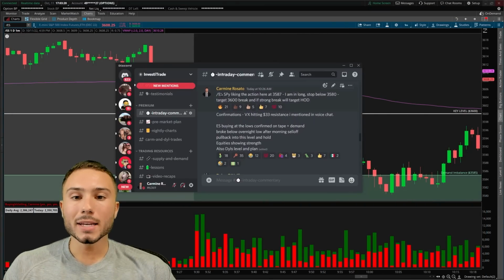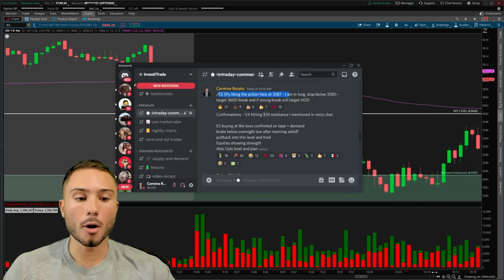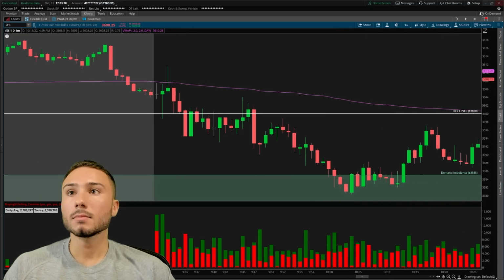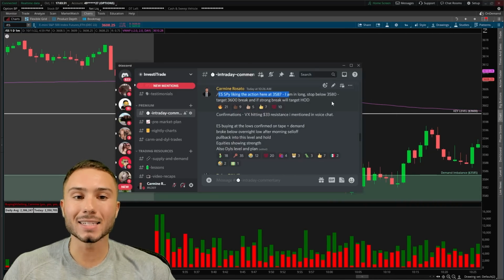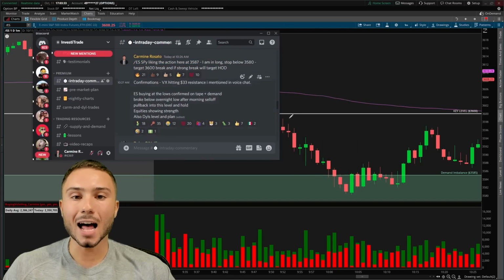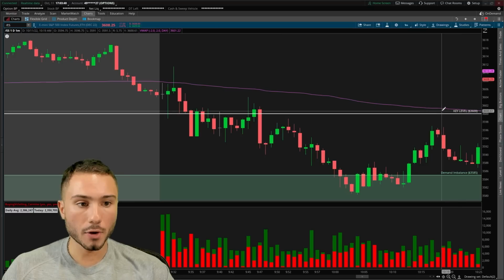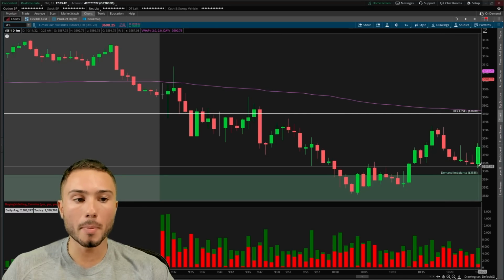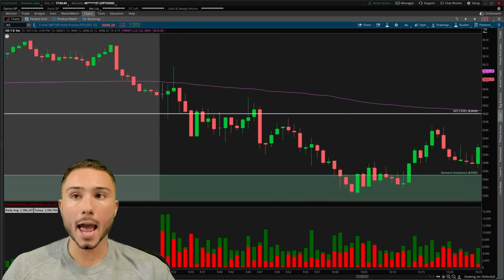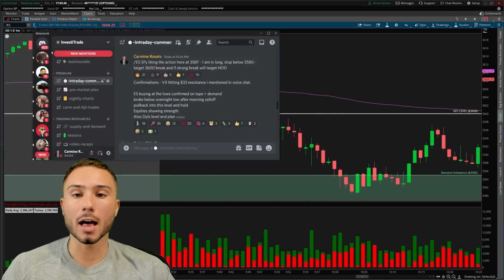And at 10:26, I said I'm liking the action here at 3587. This is when the market looked just like this. I said I'm liking the action here at 3587. I am in long. My stop loss is below the low. So this is what the chart looked like when I got in long. 3587, I longed this pullback. Got a very, very good entry. I like buying when others are selling. This target was a 3600 break. And then if a strong break above 3600, I'm going to target high of day.